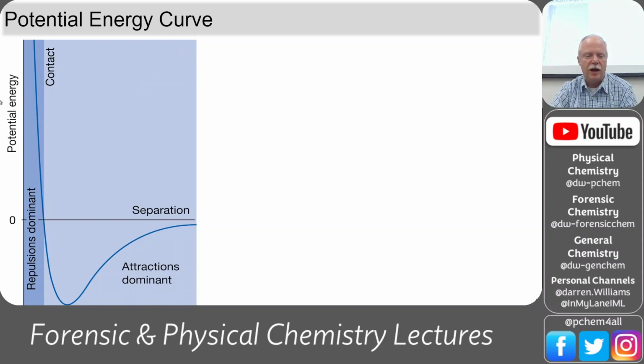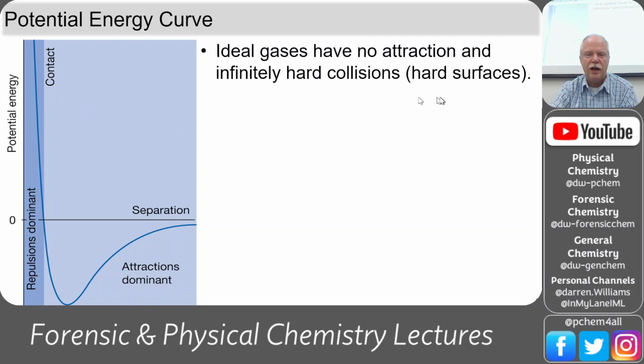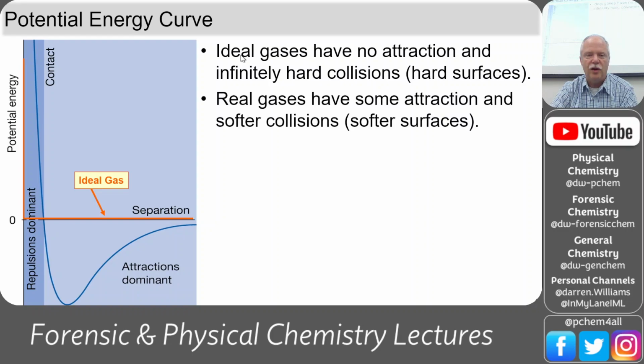Okay, so let's think about how molecules interact, especially in the gas phase. They bump into each other. And when they bump into each other, if they're an ideal gas, they have no attractions and infinitely hard collisions and no volume. Okay, so what do we mean by no volume? Well, this would be, say, the nucleus, and this would be the radius of the particle. Okay.